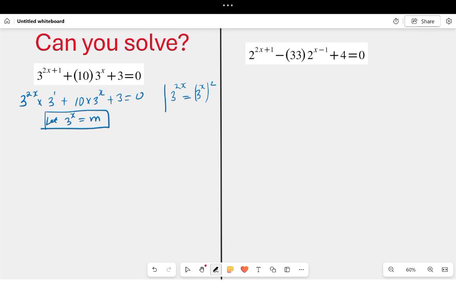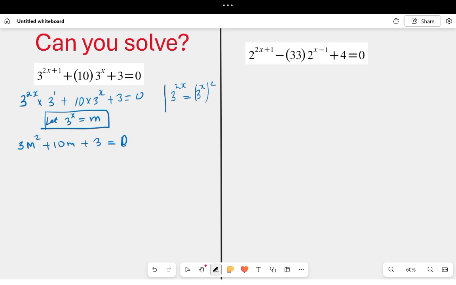Now, instead of 3 to power x, we are going to have m squared. It was 3 to power 2x times 3, which means m squared times 3 is 3m. Then plus 10 times 3 to power x is the same as 10m, and plus 3 is equal to 0.